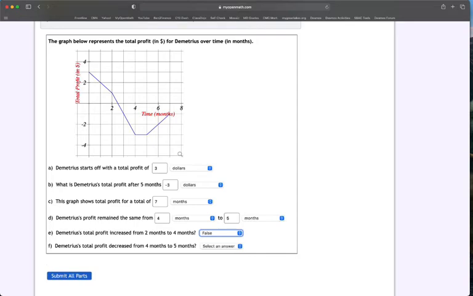Demetrius's total profit decreased from 4 months to 5 months. Well, we've already talked about from 4 months to 5 months. That's this part of the graph right here. That's constant. Constant means it stays the same. It didn't increase. It didn't decrease. So that part is also false.